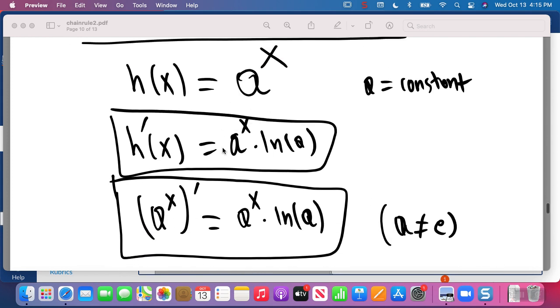In general, the derivative of a to the x is a to the x times ln of a. So this a is the one you see there.